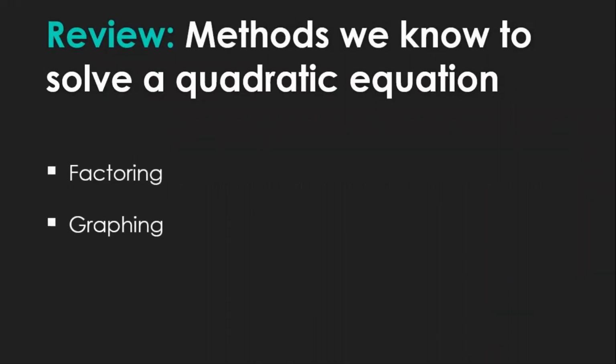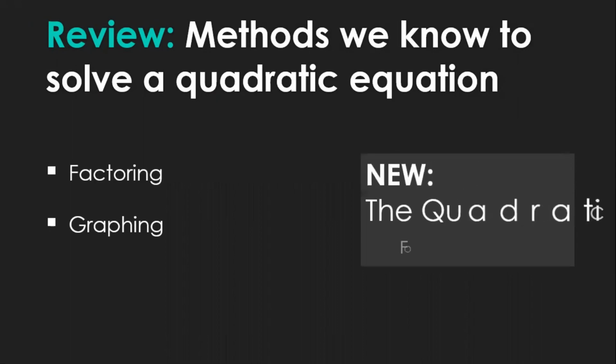So we have already learned two methods of how to solve a quadratic equation. We have been factoring and setting equal to 0, and we've also been graphing, just like in the last slide, where we see where it actually crosses the x-axis. Our new method is going to be the quadratic formula.